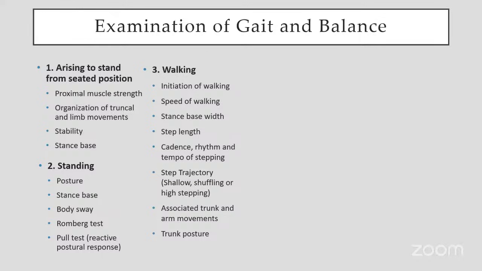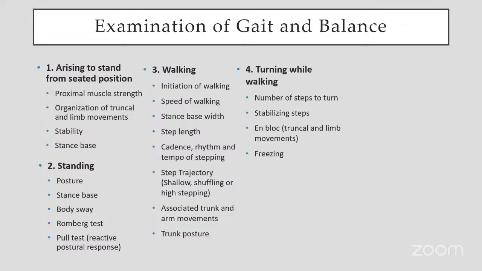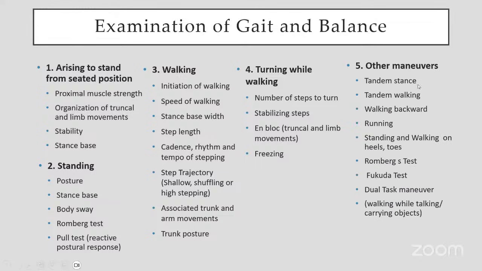Next, walking. Initiation of walking, speed of walking, stance base, width, step length, cadence, rhythm, and tempo of the stepping, step trajectory, whether it's shallow, shuffling, or high stepping, and associated trunk and arm movements, trunk posture. Turning while walking: number of steps to take the turn, stabilizing the steps, en bloc truncal and limb movements, and any freezing while turning. Other maneuvers: we have to check the tandem stance, tandem walking, walking backward and running, standing and walking on the heels or toes.